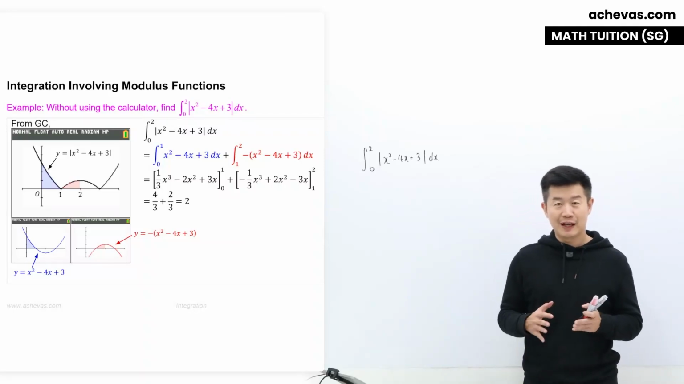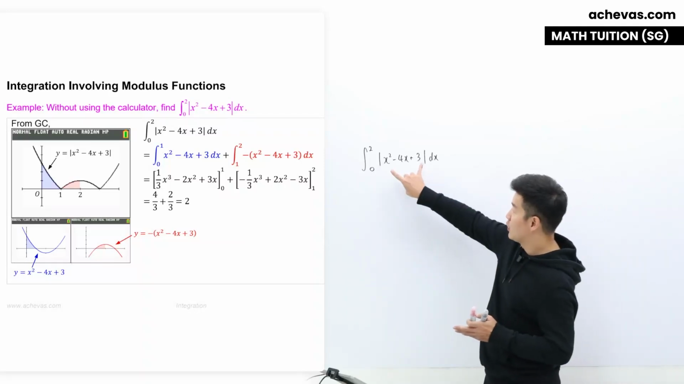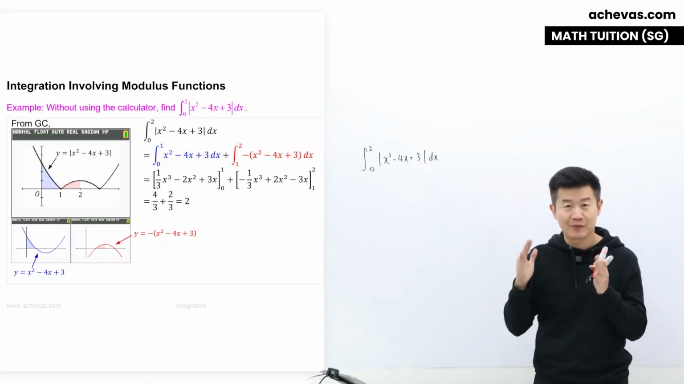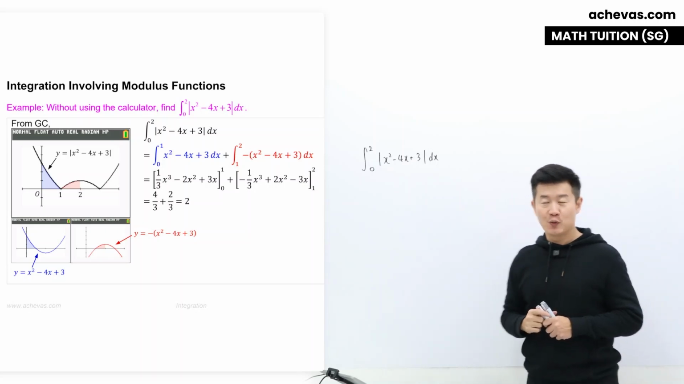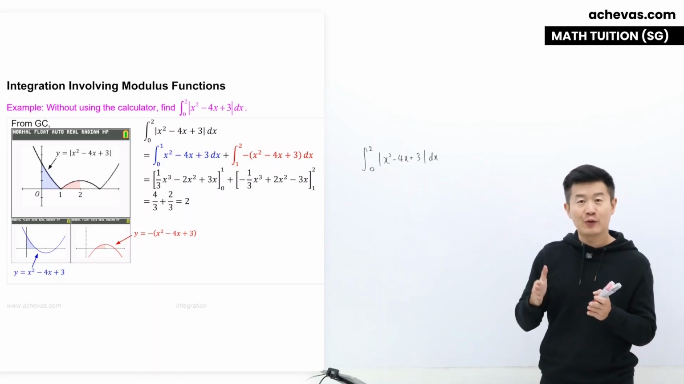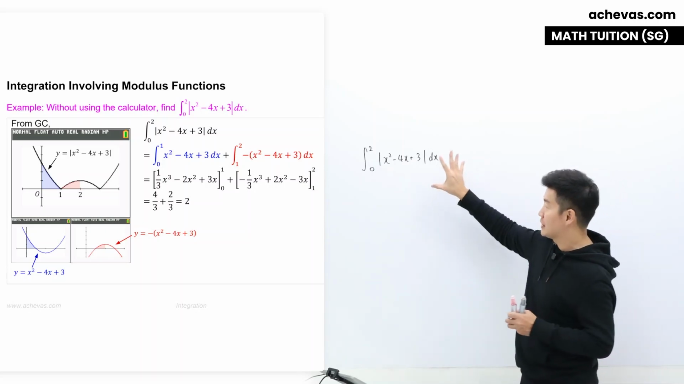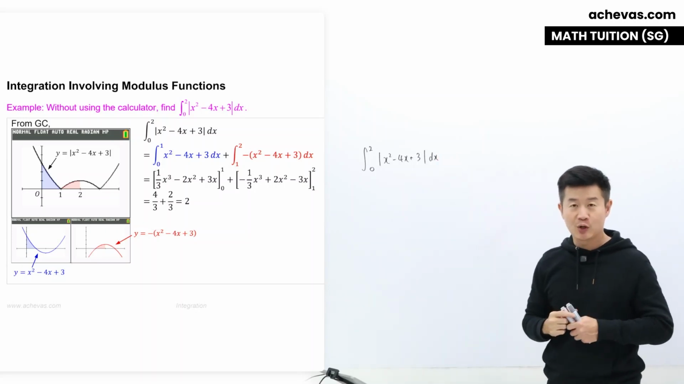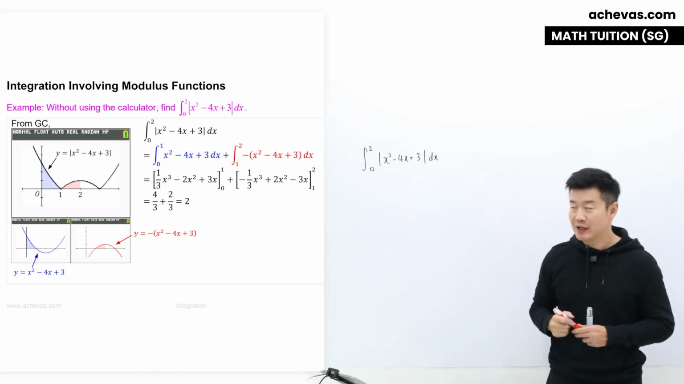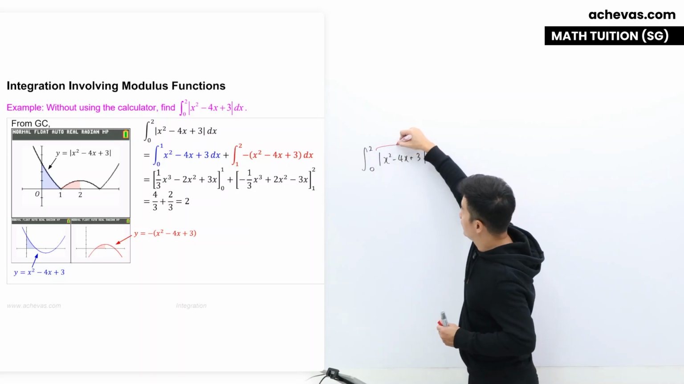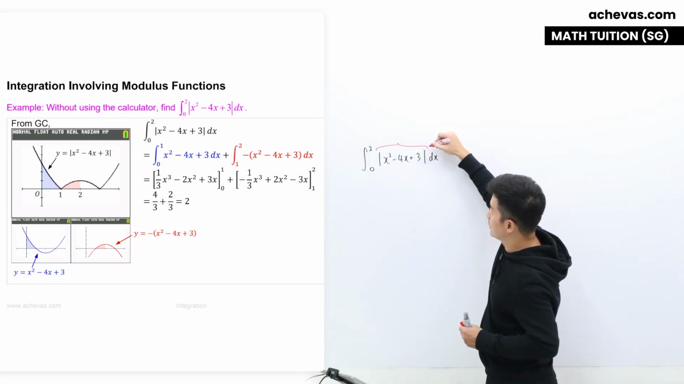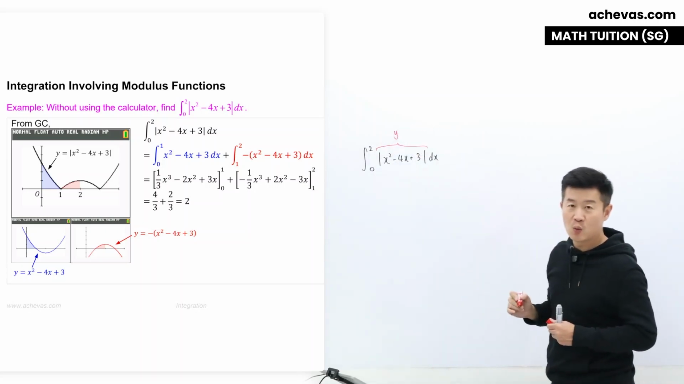We will need to be able to evaluate a situation when we have a modulus function existing within a definite integral. And to do this, we need to be seeing this as an area question on top of it being just a pure definite integral question. And the first thing that we should do is to try to draw a graph for the expression that is within the integral. So I'll let this be y.